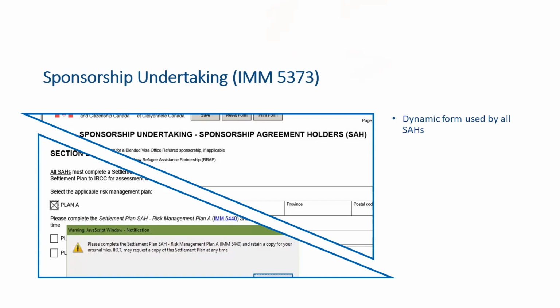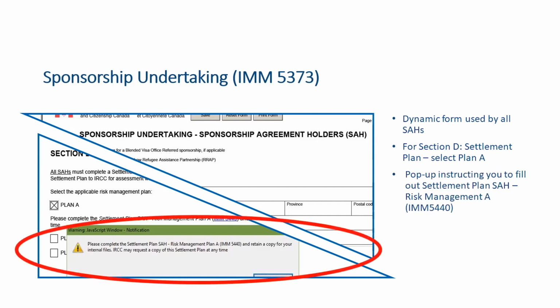So for those working with Plan A, when you make your plan selection in Section D, settlement plan, as you can see on the screen, a pop-up window will guide you to complete the IMM 5440 Risk Management Plan A form, and you'll need to fill out this form, the settlement plan form, and keep it in your SAR records.